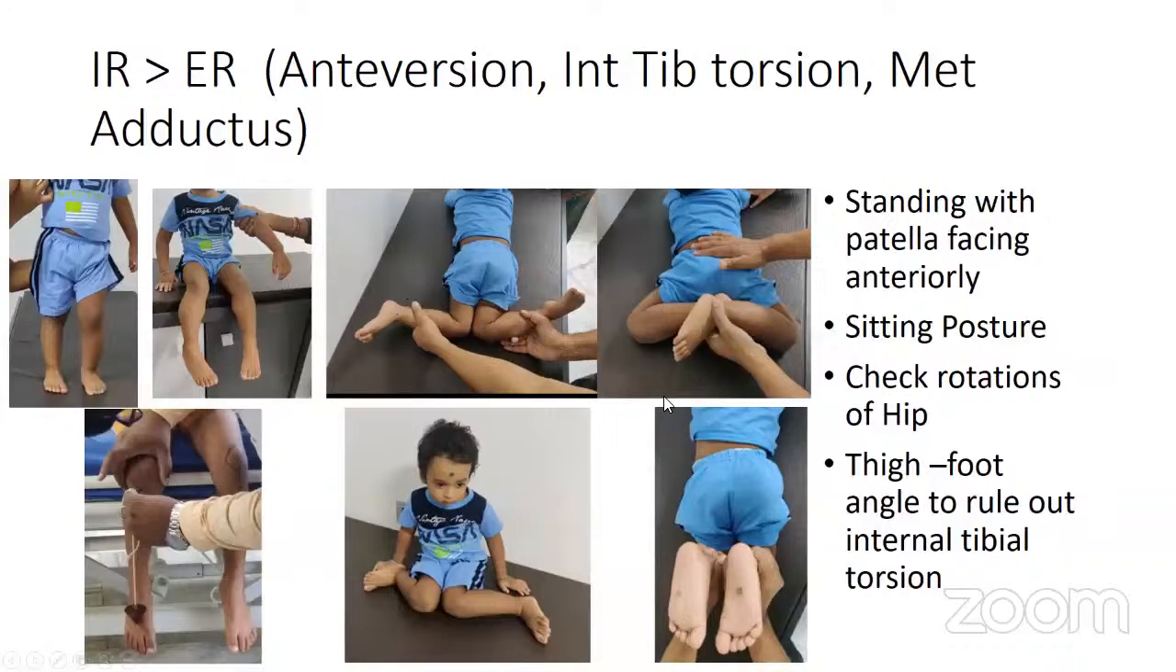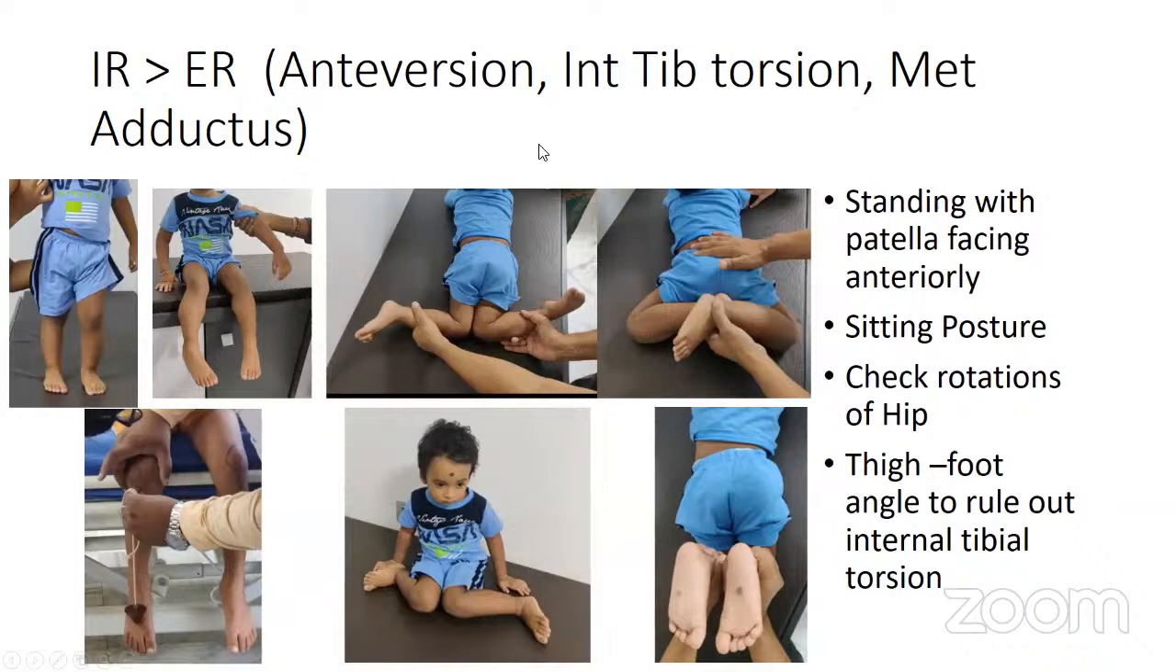This is much more than the external rotation, and in that case you have to see the sitting attitude of the baby. This is not the W position. If the baby can sit in this W position, then definitely the internal rotation is more than the external rotation, and there is a high chance of anteversion.